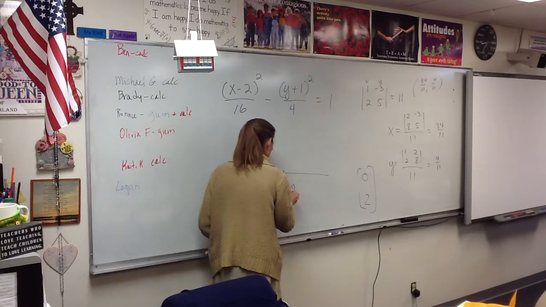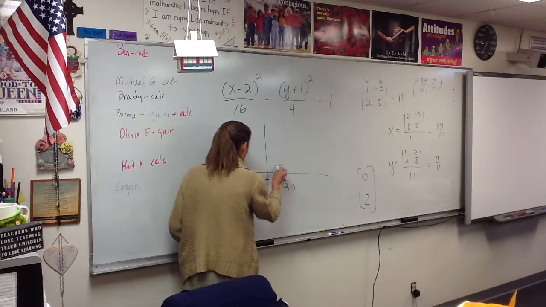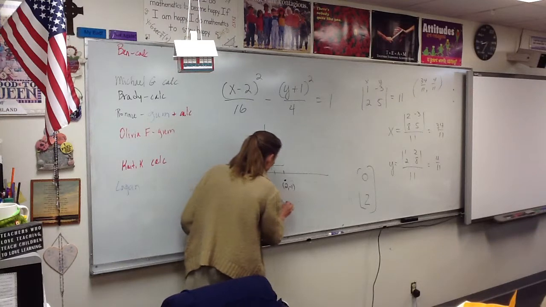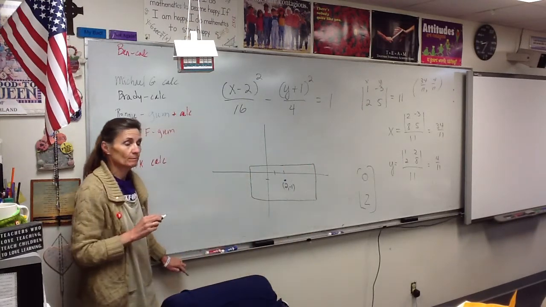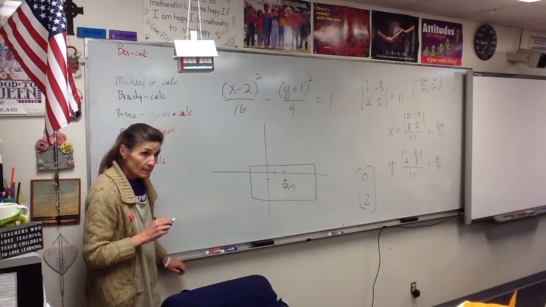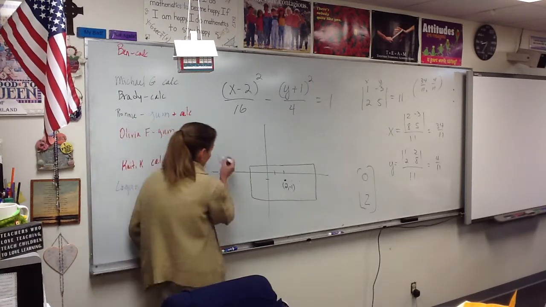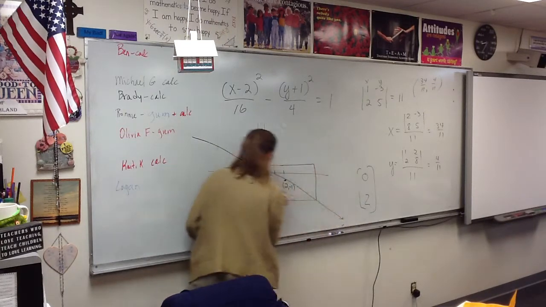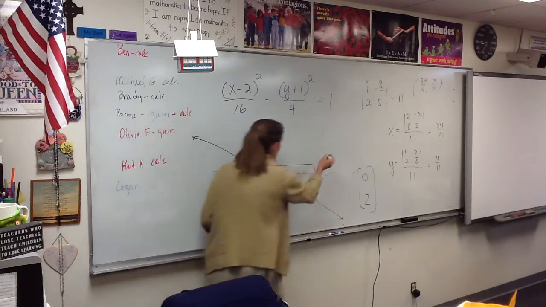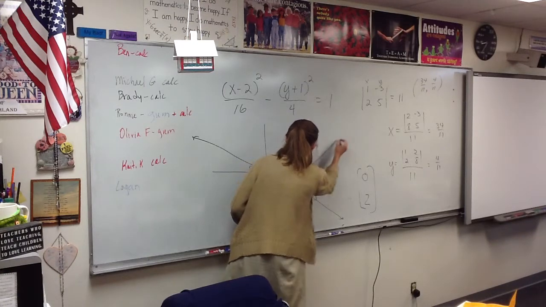Up and down 2. And then I'm going to take those points that I just counted off, and I'm going to connect them with a rectangle. Right? Right. And then what am I going to do? Asymptotes. I'm going to draw in the asymptotes, which are the diagonals of the rectangle. And that's supposed to be a nice straight line.